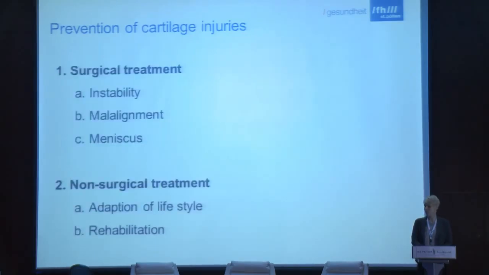What are now strategies for preventing the progression of these injuries? Of course, surgical treatment: if we address instability, malalignment, and an impaired meniscus, then we might be able to slow down the progression of the cartilage injury. There are non-surgical treatment options, such as adaptation of lifestyle, which is in most cases not interesting for high-level athletes, but we also have possibilities with rehabilitation.